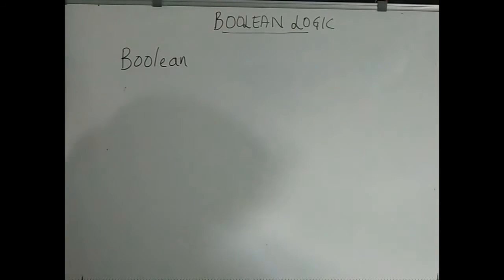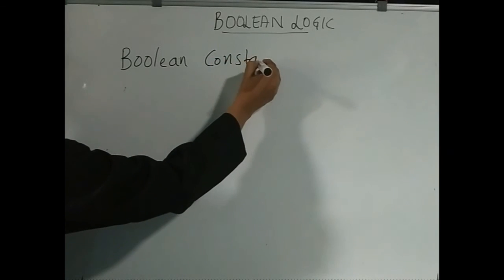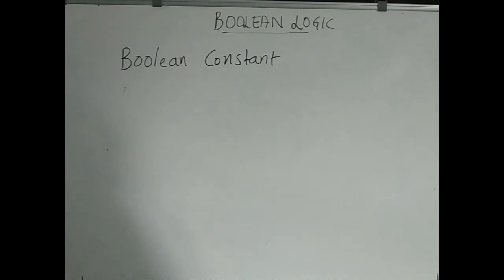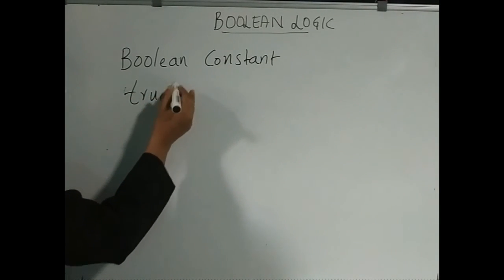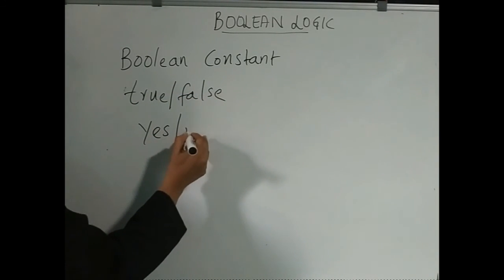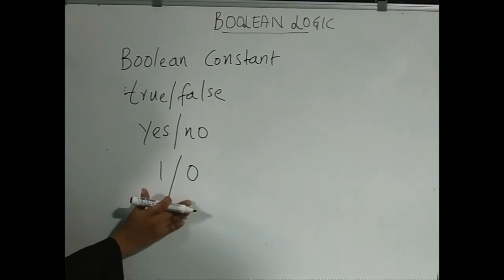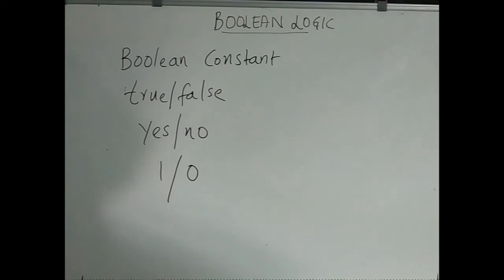Next, let us see what is a Boolean constant. The values which are stored in the Boolean variable are what is called a Boolean constant. Therefore, what are the Boolean constants? It can be true or false, yes or no, and 1 or 0. Usually we follow 1 or 0 and true or false. These are the Boolean constants.